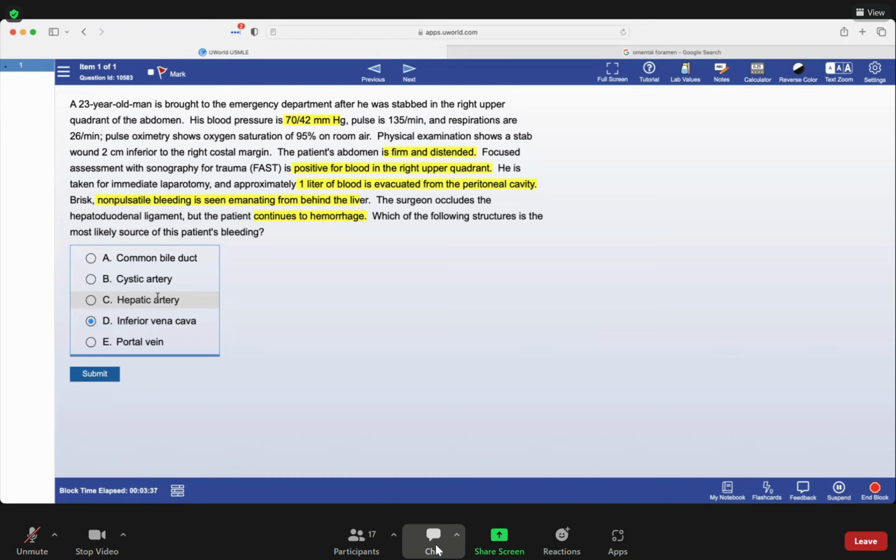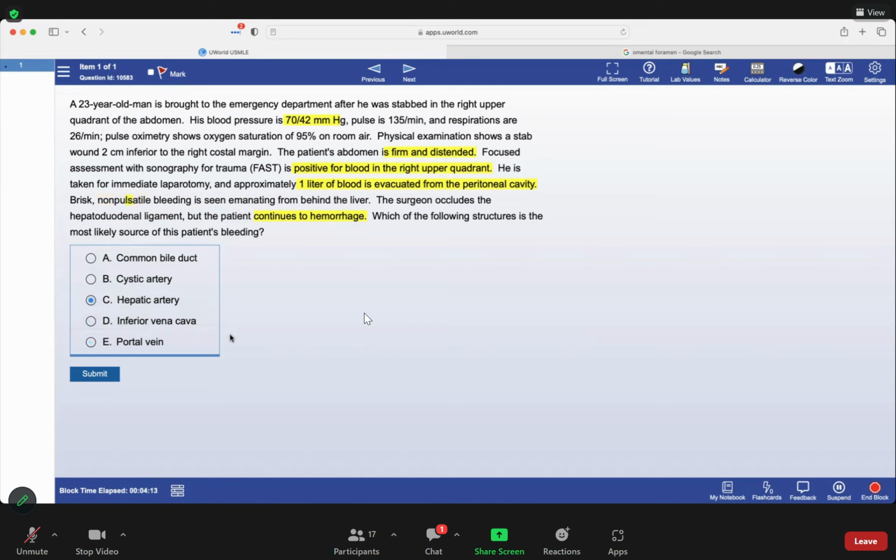Don't tell me Dr. Roy didn't teach. I don't have to teach. It's in your answer. The answer is portal vein. Why not hepatic artery? Whoever picked C, if it is the hepatic artery, that should be pulsatile, not non-pulsatile. Only venous blood doesn't have a pulse. Arterial blood has a pulse. Is that clear, folks? So that's the only word. If I change this word to pulsatile bleeding, then you could go for C.